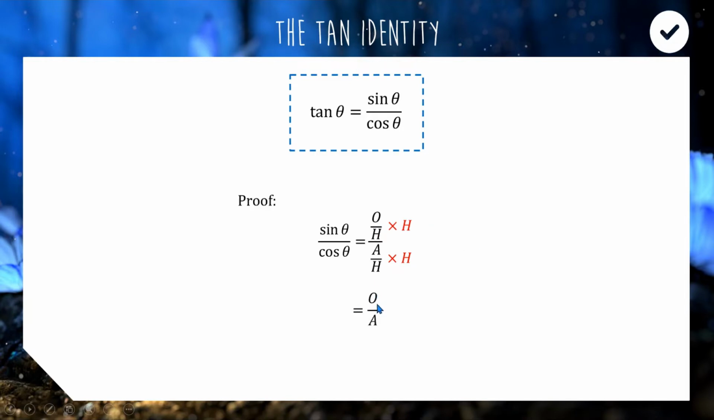So we've got O over A, which is our fraction for tan. So there you go. Tan theta is the same thing as sine divided by cos. It's a fact we're going to use a few times later in the lesson today.